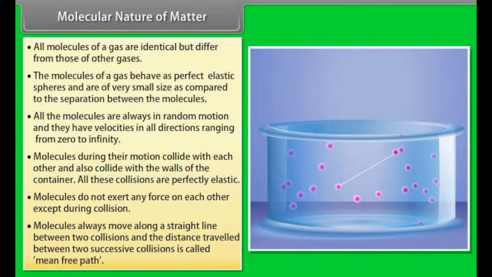Molecules always move along a straight line between two collisions and the distance travelled between two successive collisions is called mean free path.